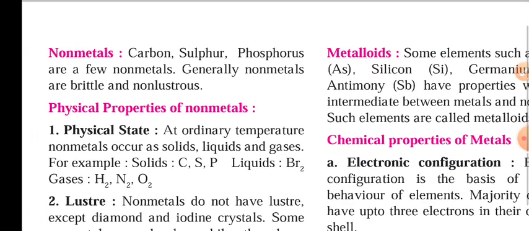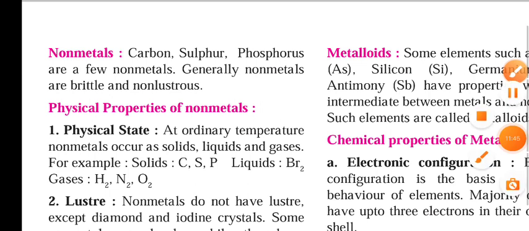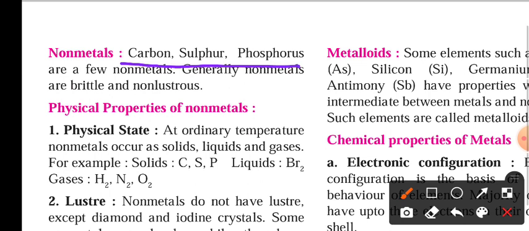Now the next one is non-metals and the physical properties of non-metals. When we talk about non-metals, carbon, sulfur, and phosphorus are a few non-metals. Generally, non-metals are brittle and non-lustrous. Now the question comes, what is the meaning of brittle?